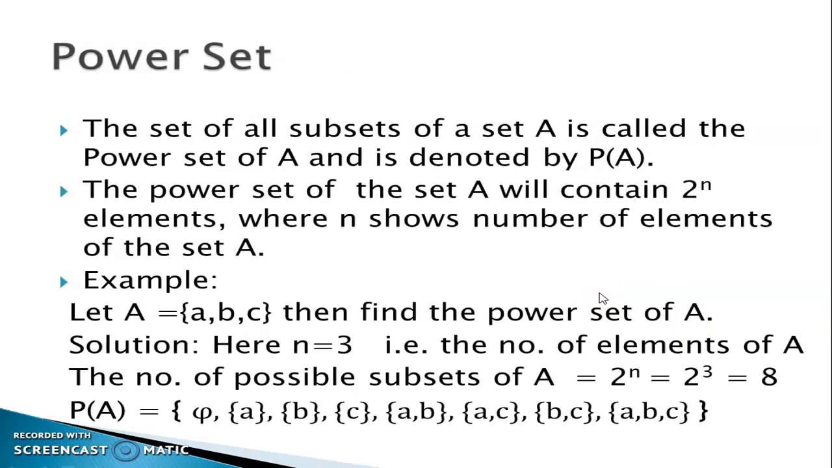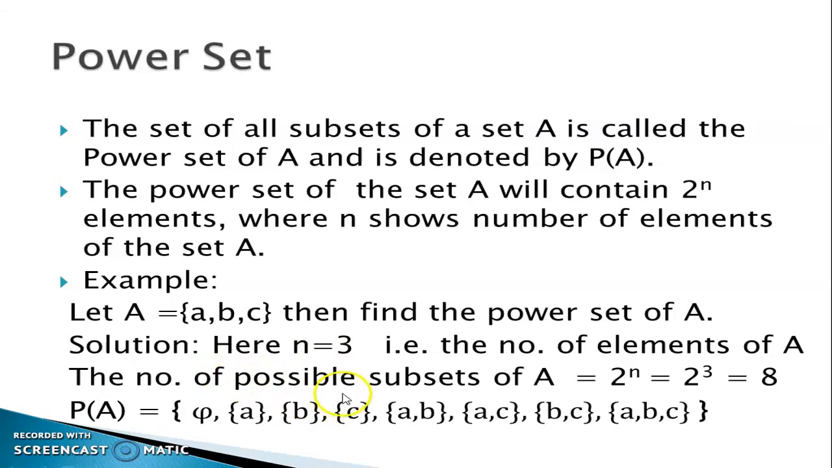Power set. The set of all subsets of a set A is called the power set of A and is denoted by P of A. The power set of the set A will contain 2 power n elements, where n stands for the number of elements in set A. For example, if set A has 3 elements a, b, c, then find the power set of A. With 3 elements a, b, c, n is equal to 3, that is the number of elements of A.